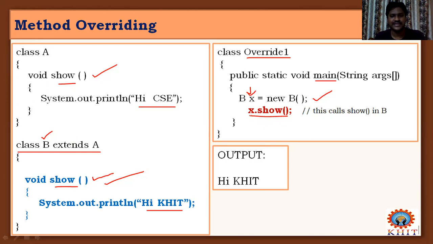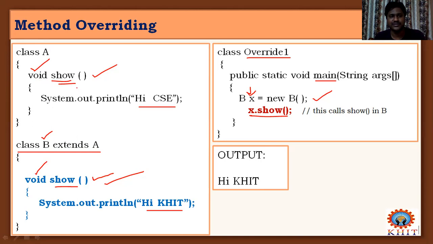Because X is a subclass object, it is allowed to access any method defined in the subclass as well as the superclass. Both the subclass and superclass have the same method name, same return type and signature. The signature of the method defined in the subclass and the signature of the method defined in the superclass are exactly matching.